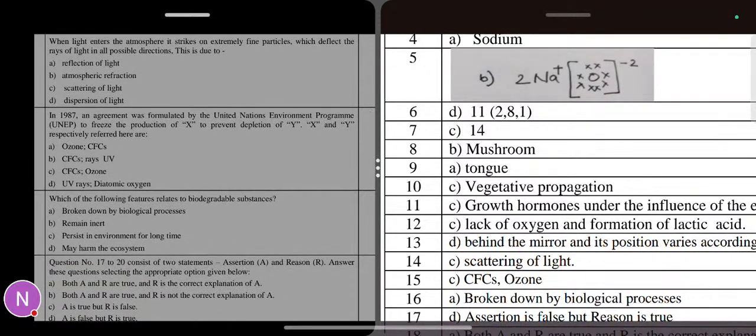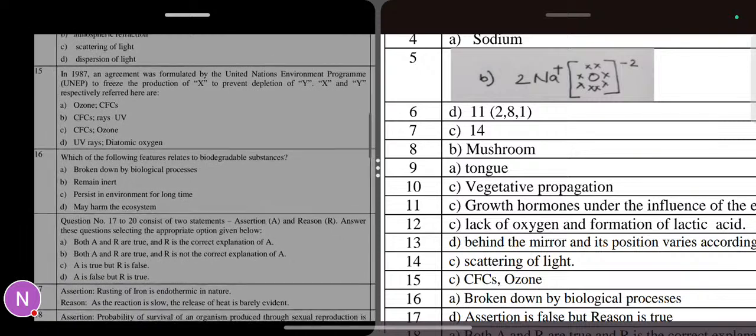Next, 16th question. Which of the following features relates to a biodegradable substance? Option A, broken down by biological processes. Option B, remain inert. Option C, persist in environment for a long time. Or option D, may harm the ecosystem. So the correct answer is option A, broken down by biological processes.